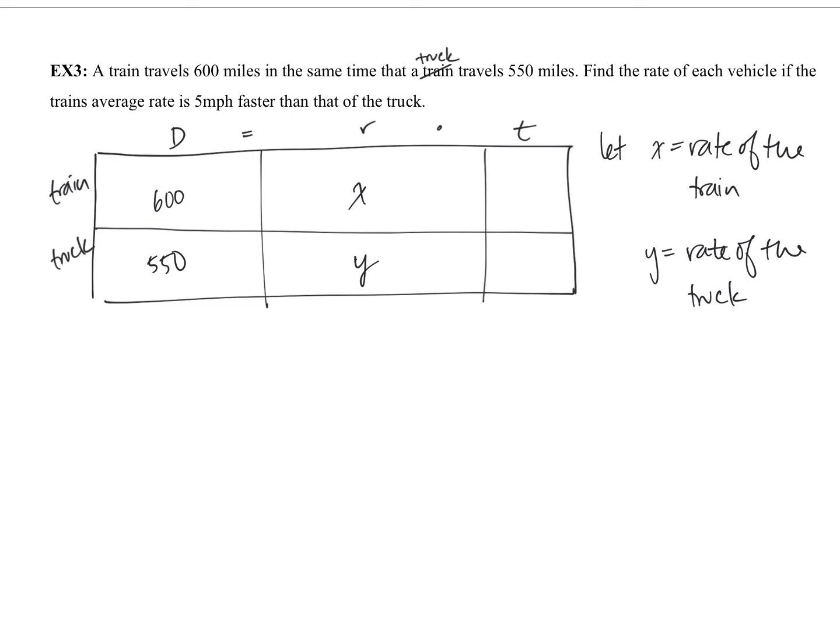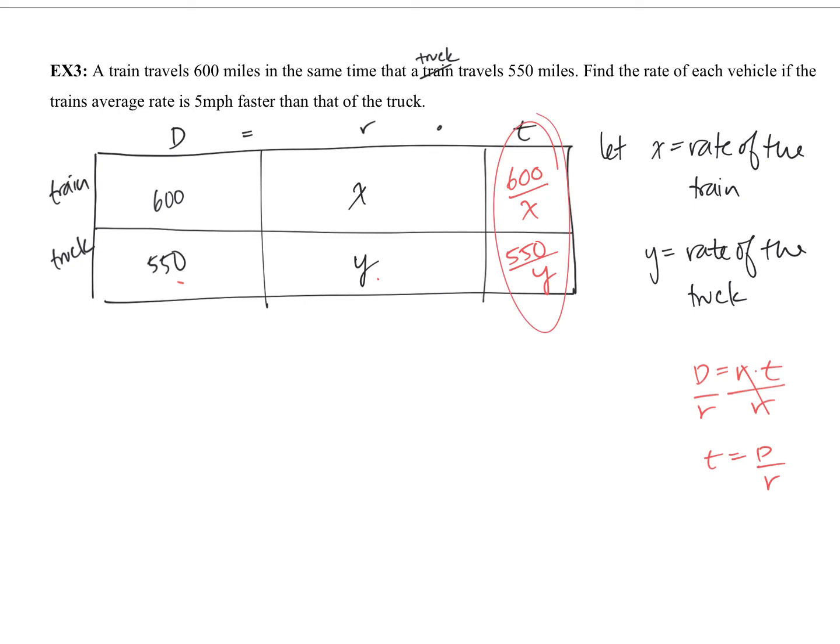So the time, if I use the equation for distance equals rate times time, time is equal to, well, let's divide both sides by r. Time is equal to distance divided by rate. So that'll be 600 divided by the rate, which is x. And for the next one, it'll be 550 divided by y. So these are our two times.